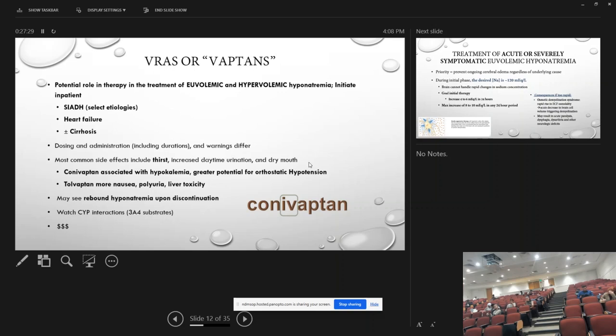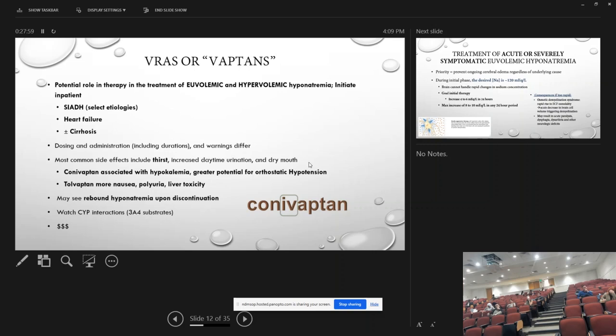This is already mentioned. Conivaptan is associated with hypokalemia, greater potential for orthostatic hypotension. The biggest thing is you may see rebound hyponatremia upon discontinuation. So you can certainly acutely treat the patient's hyponatremia, but once you stop that Vaptan, there could be a rebound in hyponatremia. So it can reverse and go back to normal.